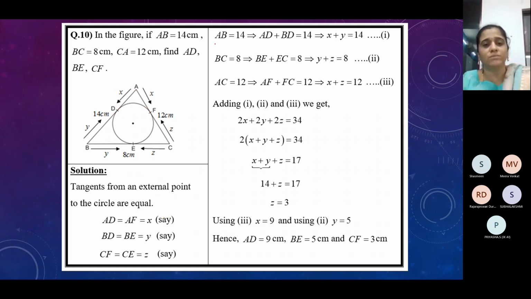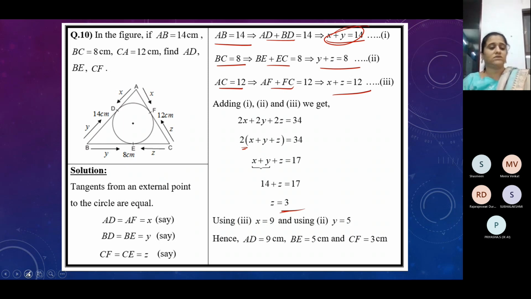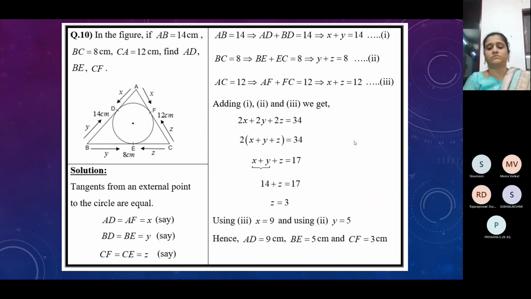Okay, so you can see your A, B, I'll not disturb you. These are given to you. That means these are the 3 equations. Adding the three equations, taking 2 common, and then x plus y we know is 14. Substituting, you can get z. Go through, children. It's easy.